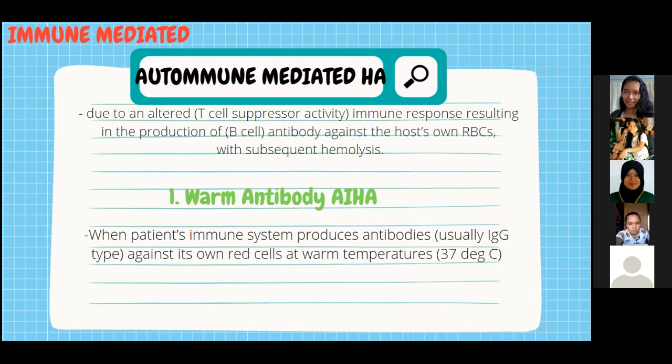We have the warm antibody autoimmune hemolytic anemia. When the patient's immune system produces an antibody, usually immunoglobulin gamma, remember that for warm antibody we have the immunoglobulin gamma type. The patient's immune system produces antibodies against its own red cells, reacting up to a temperature of 37 degrees centigrade.